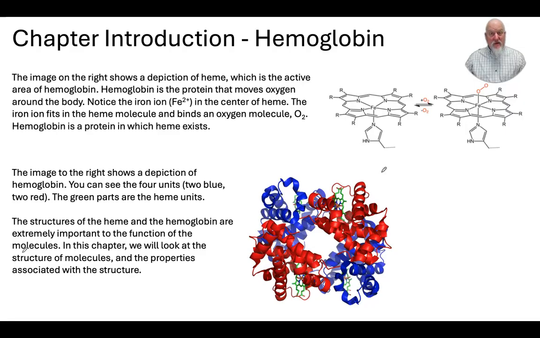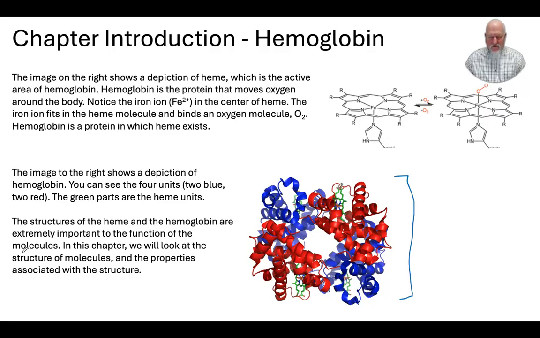Hemoglobin is a big protein whose job is to move oxygen around the body to get it to places that need oxygen, to your cells. A depiction of hemoglobin is this big kind of blob on the bottom here. You can see that there are blue and red pieces, so there's 4 similar quadrants.